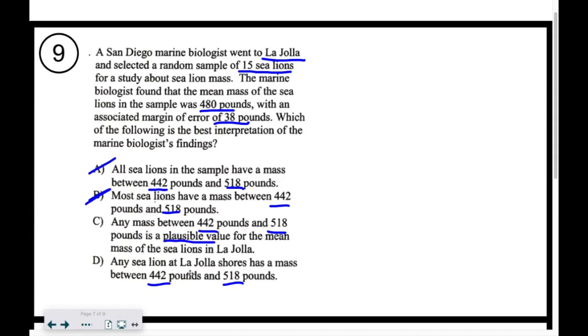Now, any sea lion at La Jolla shores has a mass between these? That's not what it's saying. It's not saying that they're all between there. It's saying that the mean of this larger group of sea lions is likely in that range. So the word plausible is good here. So it is going to be C.